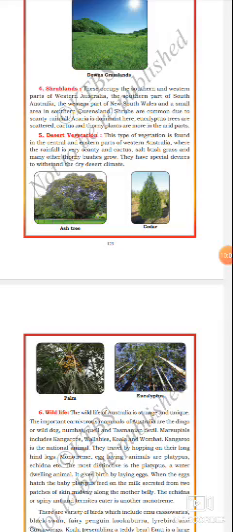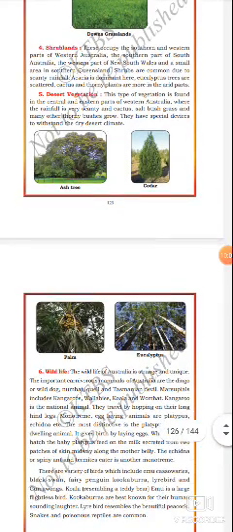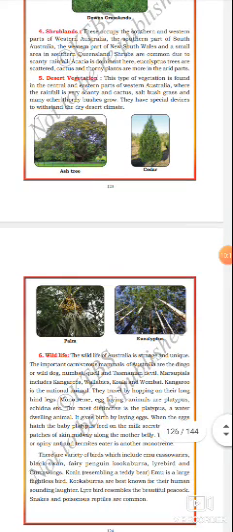Got it? Let us see the fifth one, desert vegetation. This type of vegetation is found in the central and eastern parts of Western Australia, where the rainfall is very scanty, and cactus, saltbush, grass, and many other thorny bushes grow. They have special devices to withstand the dry desert climate.